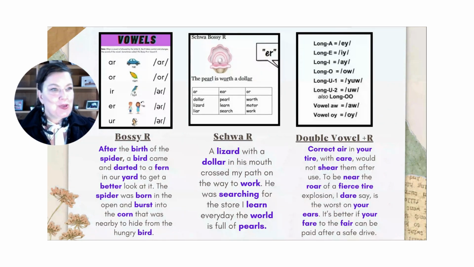Great. Did you get that sound? Did you get those distinctive sounds? The R for the AR, the OR for the OR, the schwa R for the IR, ER, UR. Let me read these words and have you target those. I'll read the words highlighted in purple, and then I'll pause so that you can practice. The first word is after. Next word, birth.